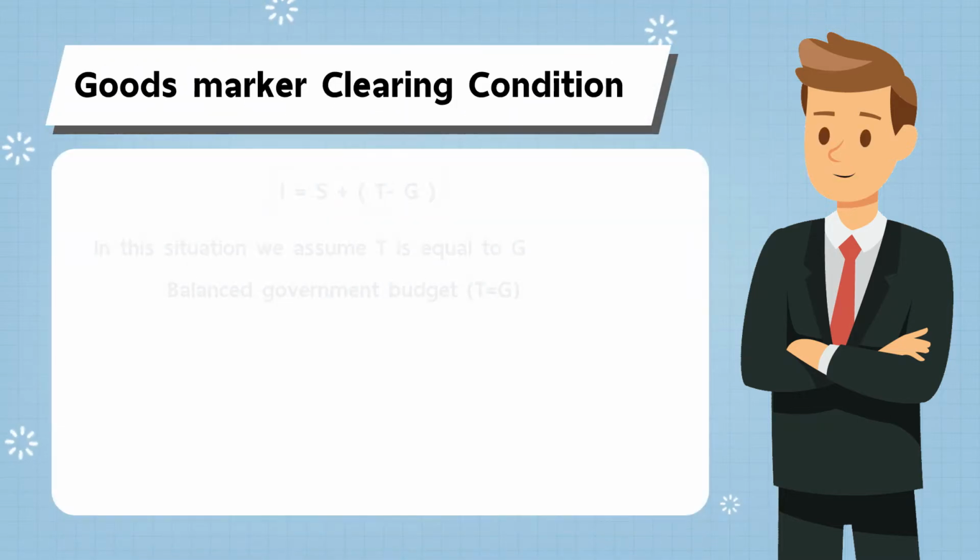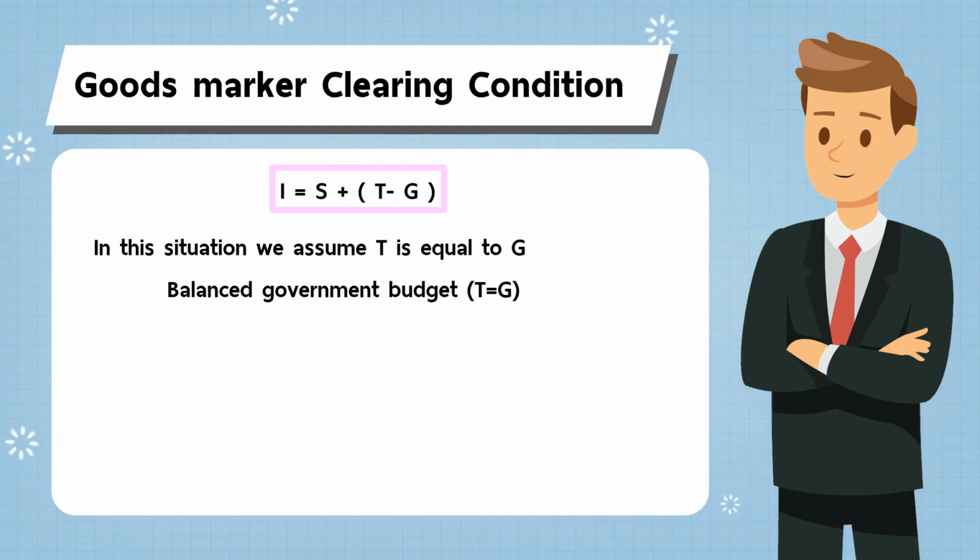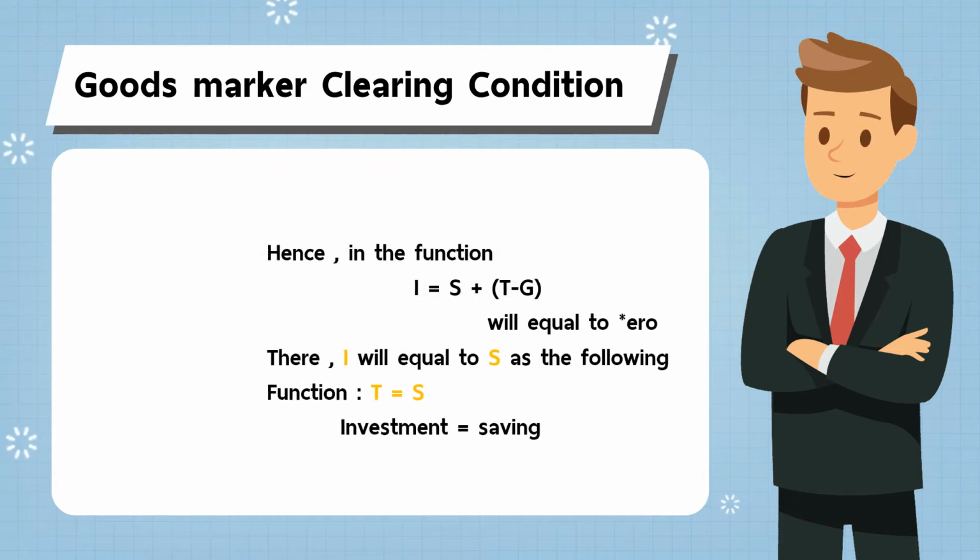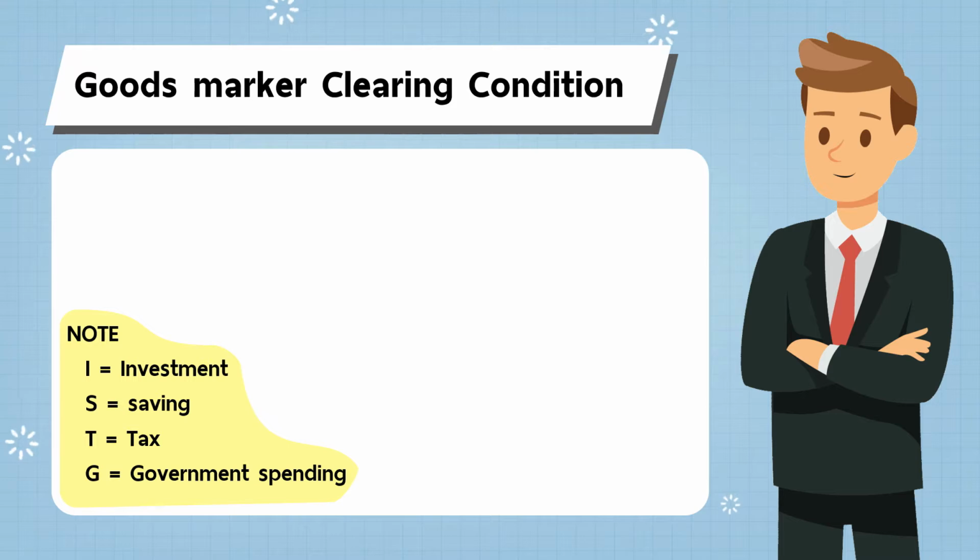Next, the goods market equilibrium condition. In this condition, we have I equal to S plus (T minus G), where I is investment, S is saving, and T is tax. In this situation, we assume that G and T are equal. Therefore, investment will be equal to saving.